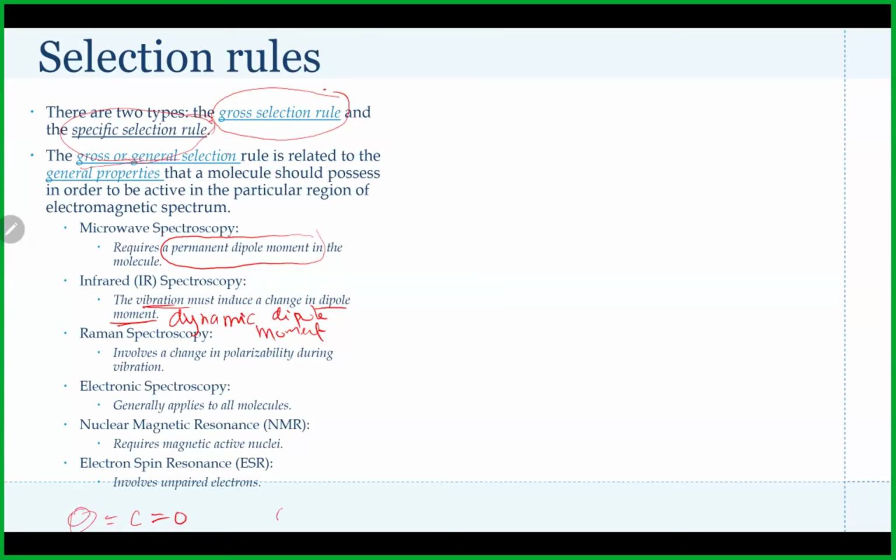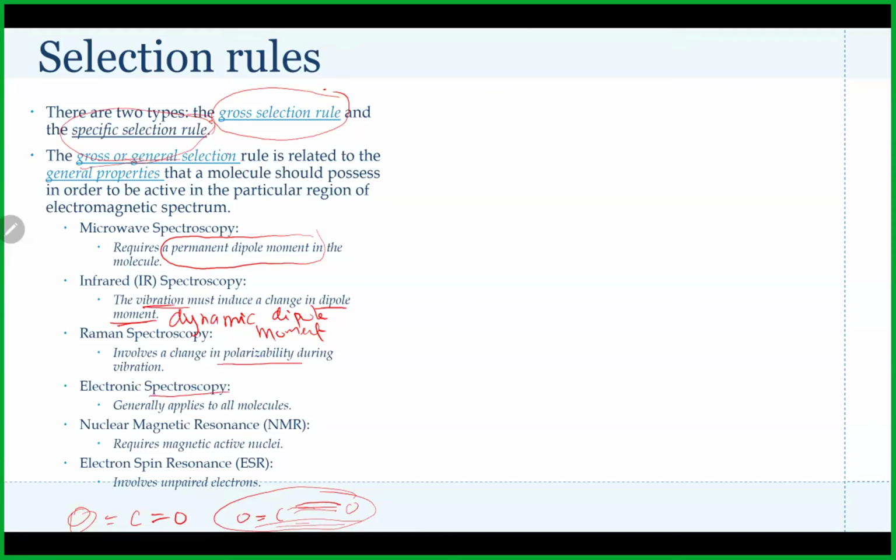But if I stretch this bond, that's called asymmetric stretching, and compress this bond, then that is the dissimilarity, asymmetry in charges, and this stretching makes the molecule have a temporary dipole moment. That's what we call a dynamic dipole moment. It's not that the molecule is polar, but the vibration itself introduces some form of dipole moment. So Raman, you must have a change in polarizability.